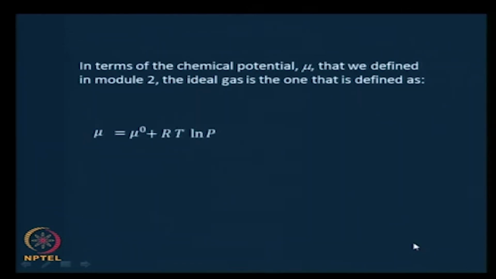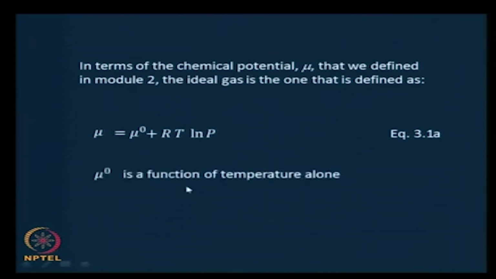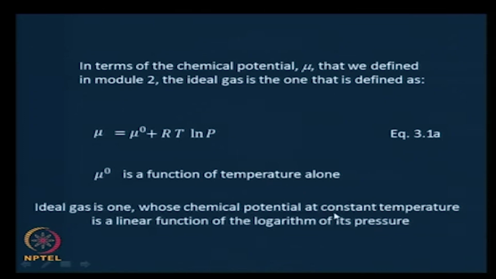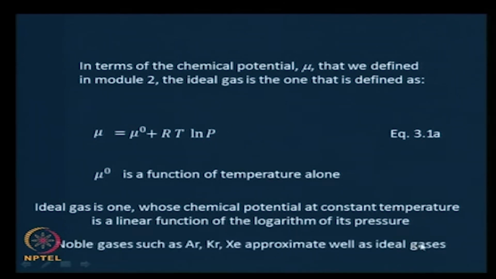This was our definition of an ideal gas in terms of the chemical potential, and hopefully you would have realized that this is pretty much the backbone of this course. We have written all in terms of the chemical potential and use that to relate various aspects. Here mu equals mu naught plus RT ln P for an ideal gas, where mu naught is a function of temperature alone. An ideal gas is therefore one whose chemical potential at constant temperature is a linear function of the logarithm of its pressure.